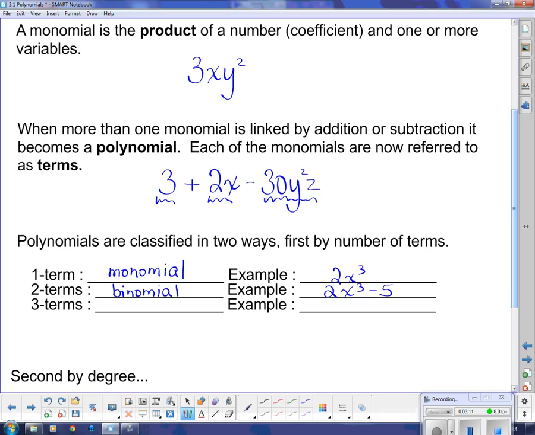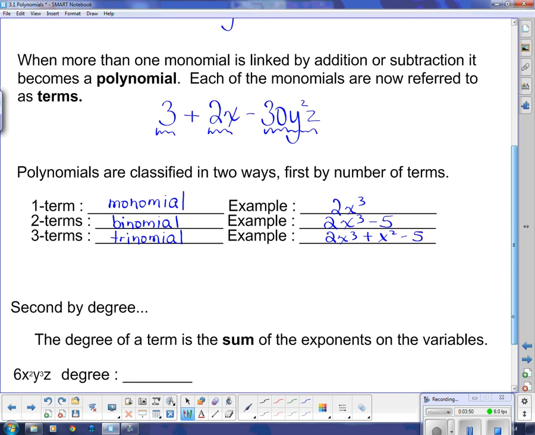And then if I add one more, three terms, say I have 2x cubed, and I want to put an x squared with it, and then I still have that minus 5, the constant term on the end. Now I have three terms. I have 1, 2, 3. They're all separated by pluses and minuses. What do you call a cycle that has three wheels? That's a tricycle, so this is a trinomial. Anything more than that, and we don't give it any kind of name, we just say it's a four-term polynomial or a five-term polynomial.